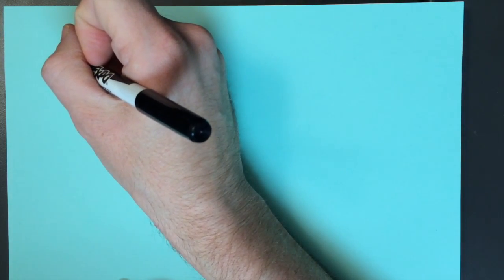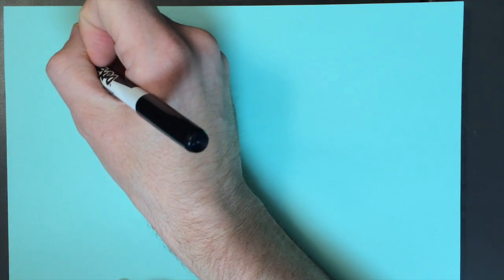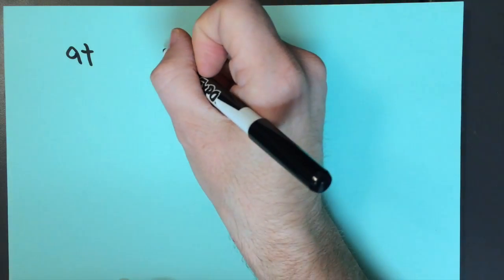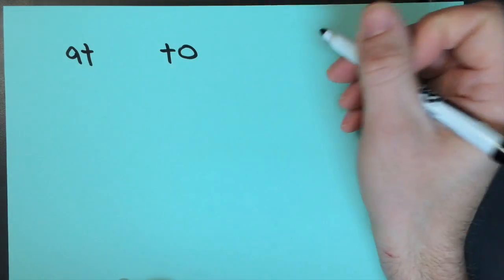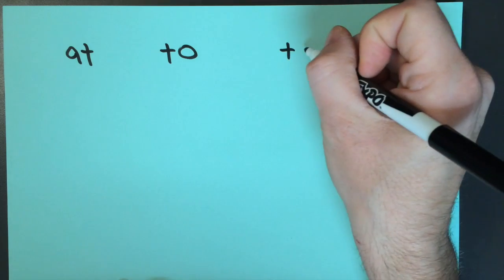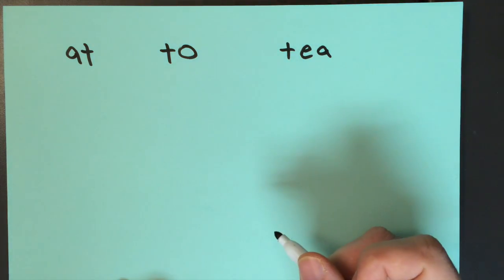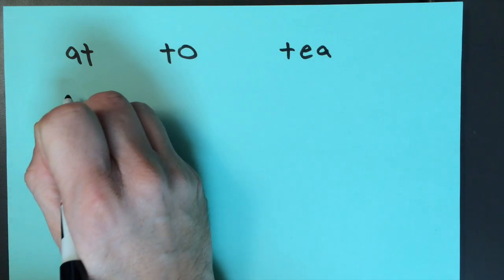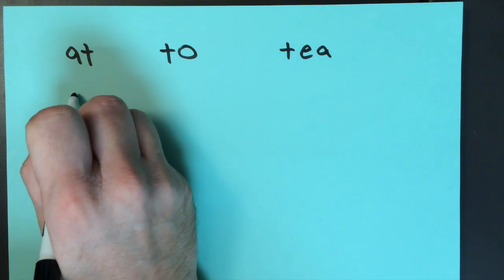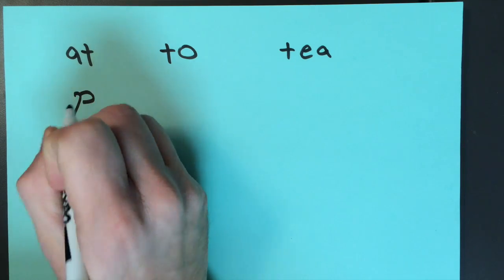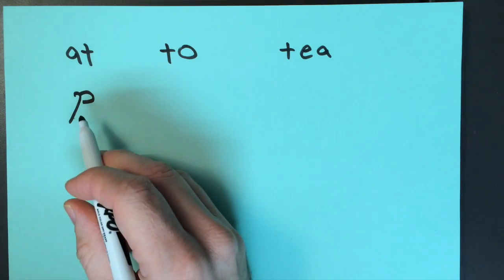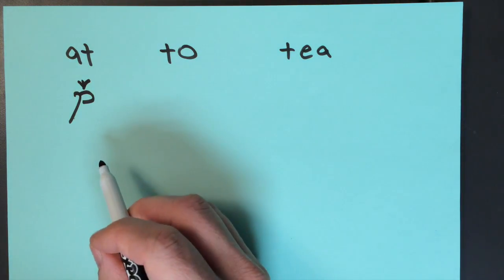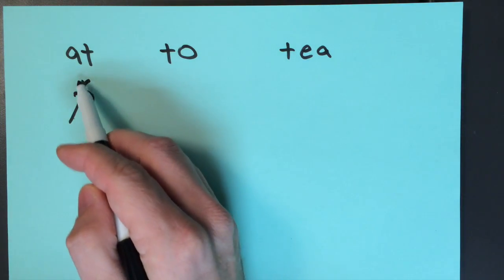We're going to learn how to spell at, to, and the word tea. Let's draw those. So first we make our character for the T, which is like this. And then we're going to add our vowel on top. So that's where you get at.